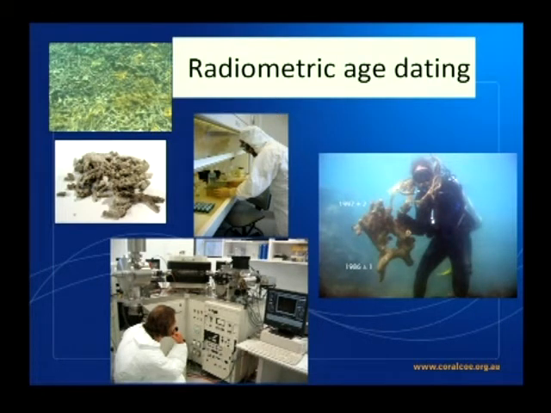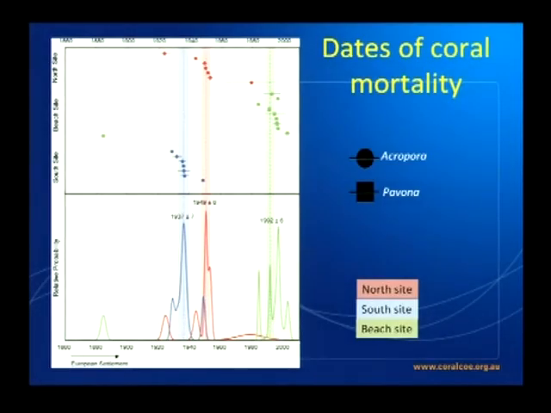So it's a really nice feature for trying to understand the mortality, or at least the length of time that's represented by the life of these coral colonies. Okay, now when you do that to the death assemblages, these are the corals that are dead on top of the seafloor, we find some interesting patterns in that both the north site and the south site acroporids date to the early to mid 20th century.